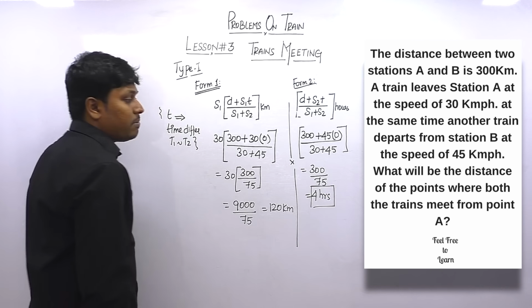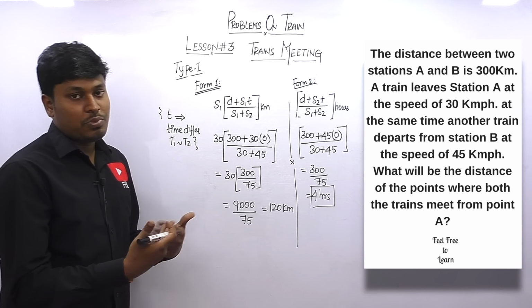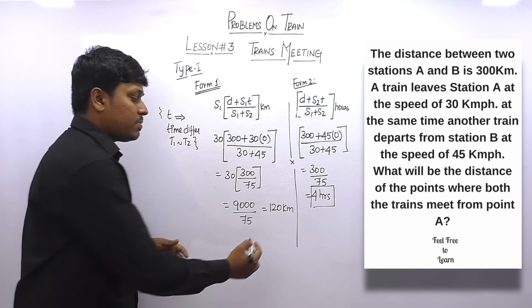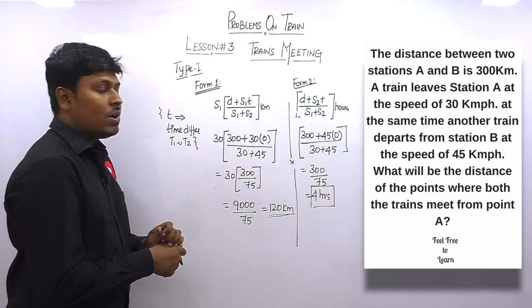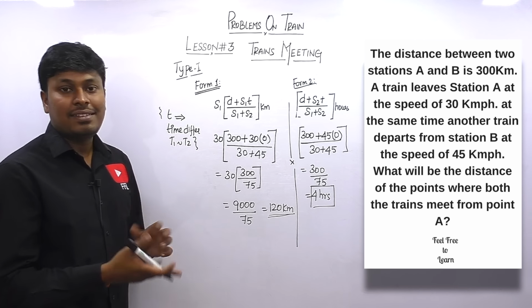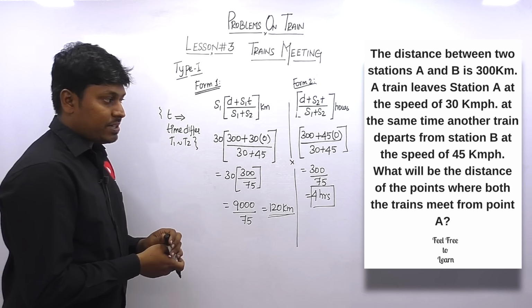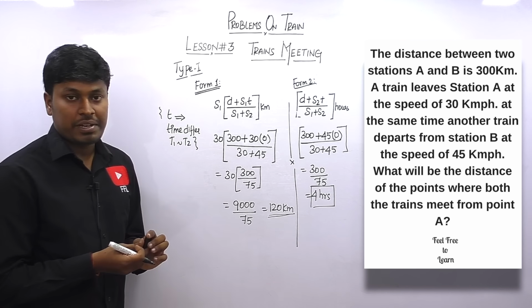So we can say that from point A, after 4 hours both the trains meet, right? So distance is 120 kilometer and the time is 4 hours. It's easy. Once you apply all the values in a formula, you will get an answer easily. So finally answer for question number 3 is 120 kilometer.